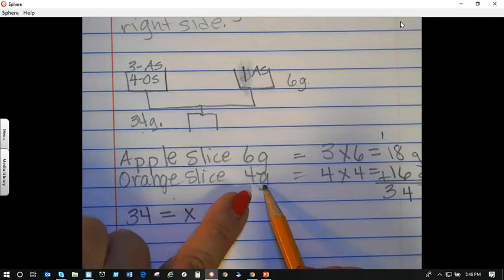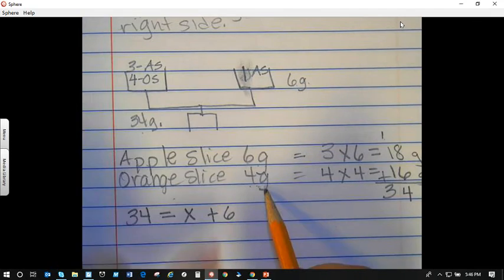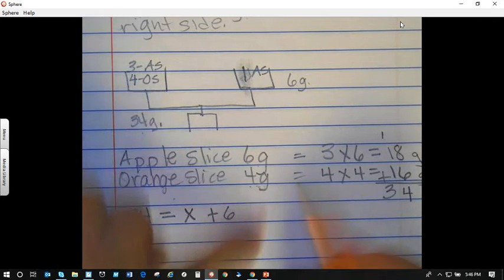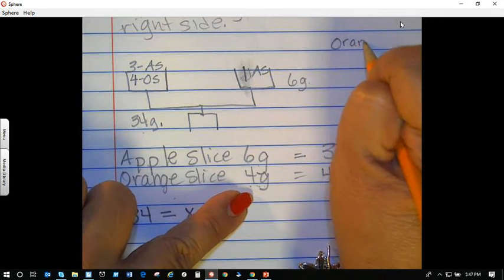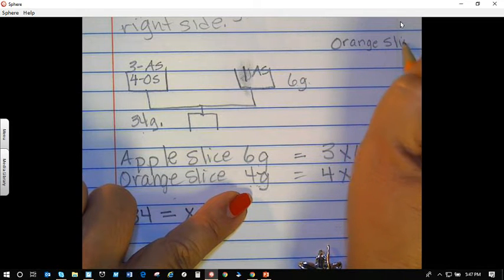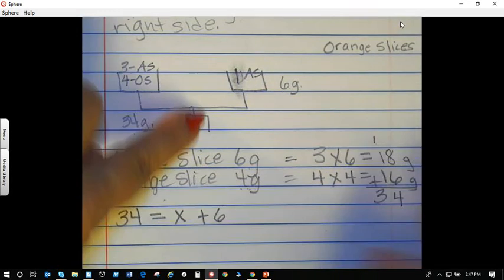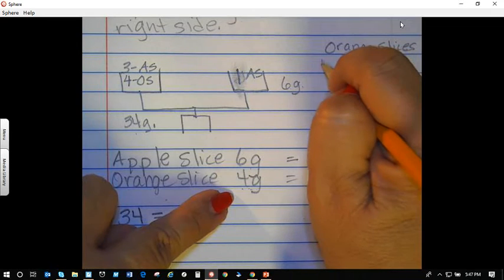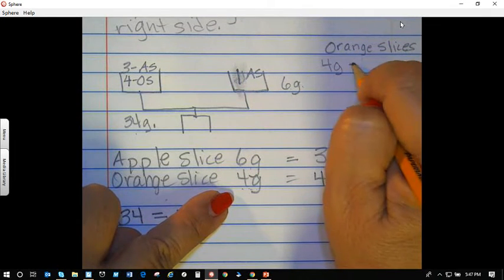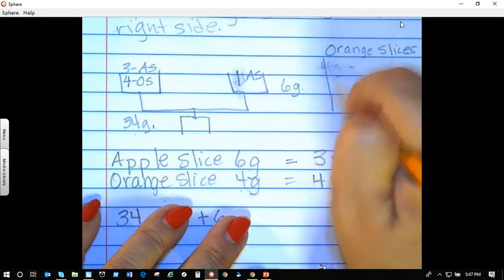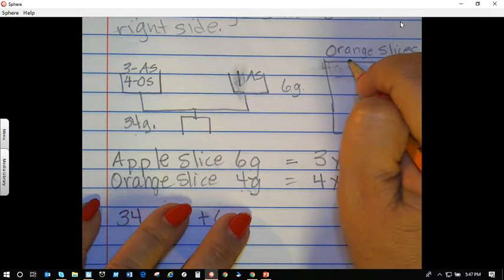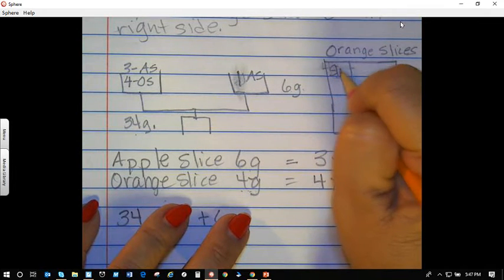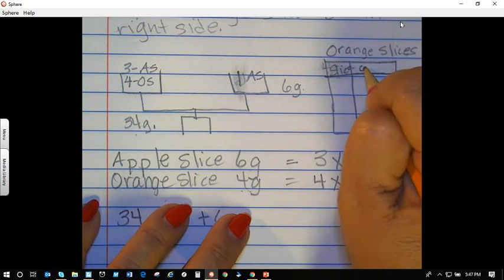So I can also add one orange, 2 orange. So if I added 1 orange, so orange slices, as those of you that are still getting confused, I'm going to put orange slices right here. So if I add 1 orange slice, that's 4 grams. I'll make it into a T-chart to help you out. Or actually just a table. This is going to be slices. And this is the weight.